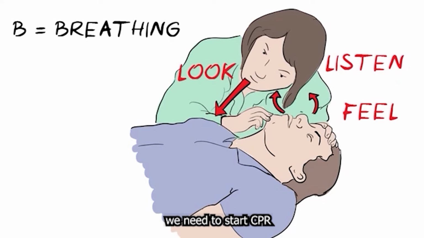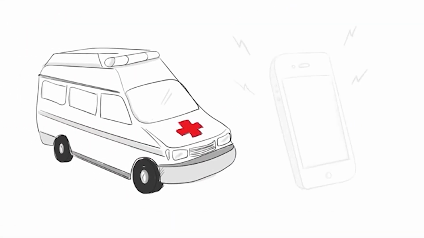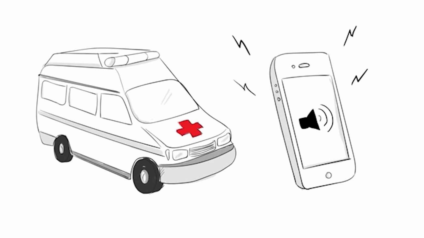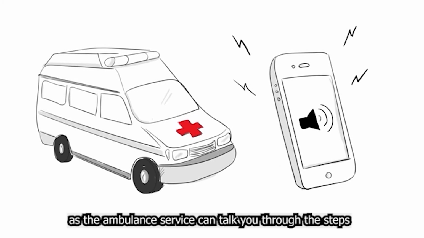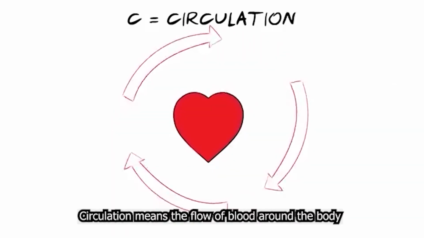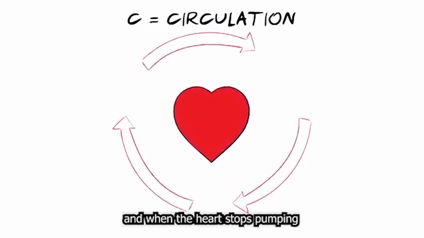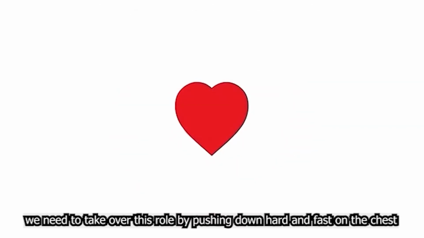start CPR. First, make sure that an ambulance is on its way. If you have someone with you, ask them to make the call. Putting the phone on speaker mode is useful as the ambulance service can talk you through the steps. C is for circulation. Circulation means the flow of blood around the body, and when the heart stops pumping, we need to take over this role by pushing down hard and fast on the chest.